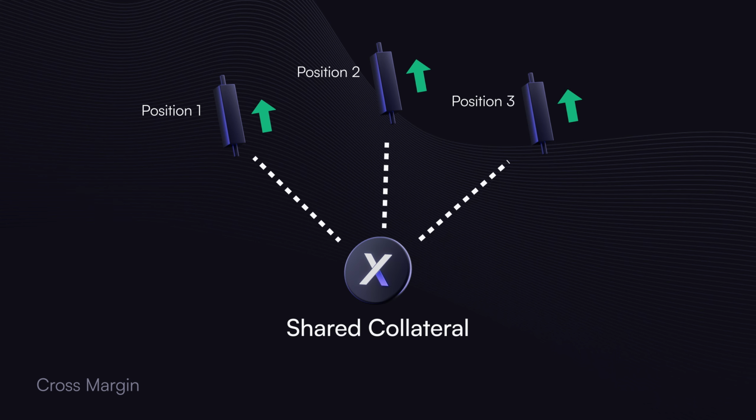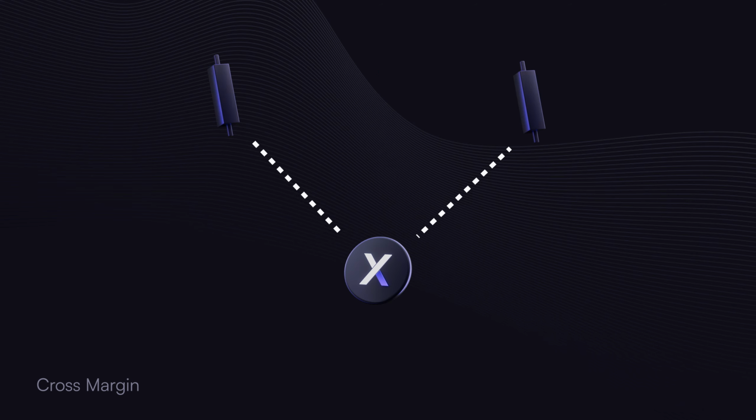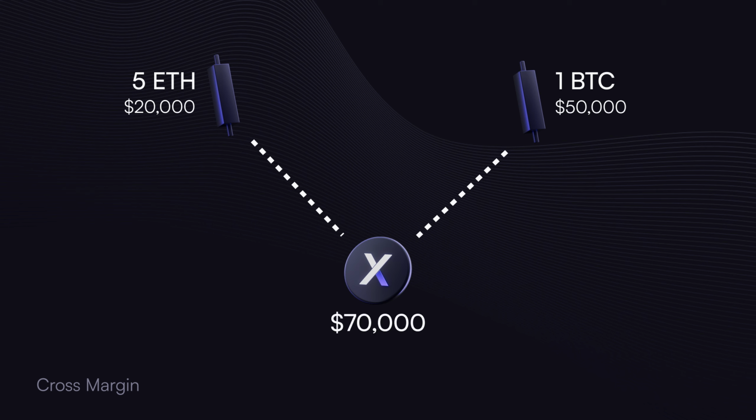And while it does give you more flexibility, it also means that a loss in one position can impact your other positions. To illustrate this, let's take a look at a brief example. Imagine you have two open positions. Position 1, you're long 5 ETH at $4,000. Position 2, you're long 1 Bitcoin at $50,000, making your total portfolio value $70,000.